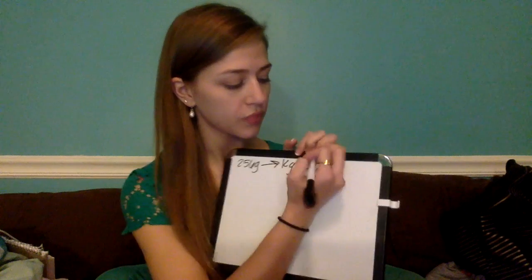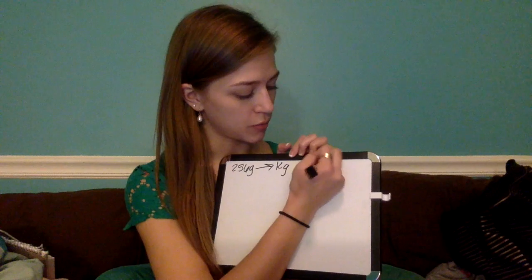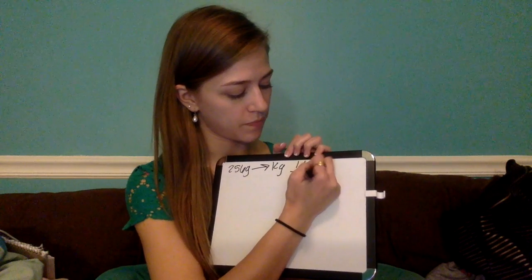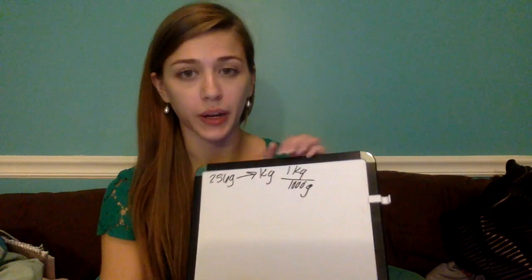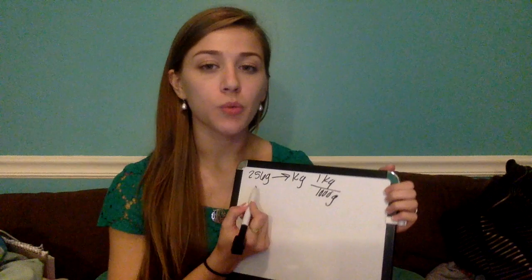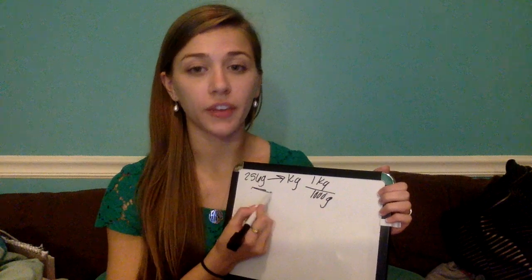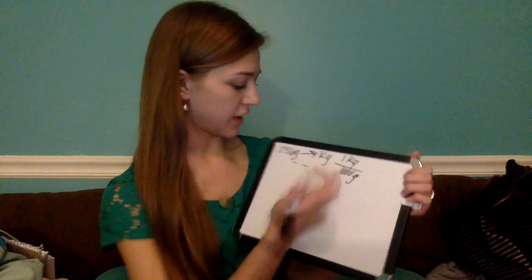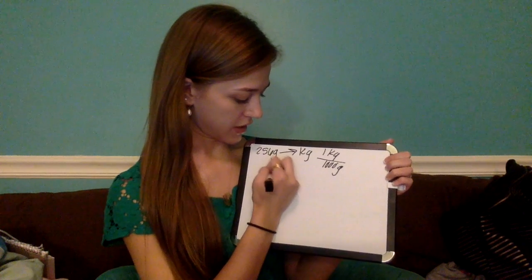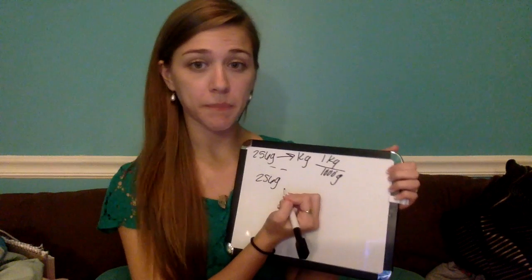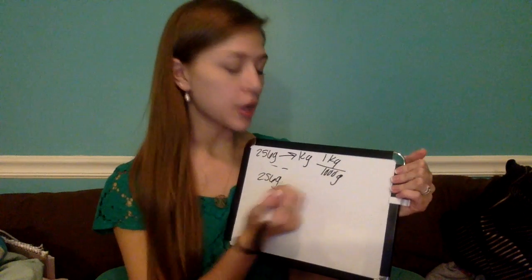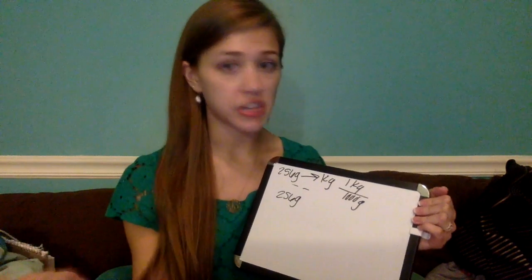So, since we know there's 1 kilogram for every 1,000 grams, we can write that to the side so that we remember it. And then you always want to start with what you're given. So we're given 256 grams. We want to get that to kilograms. So you just set it up as multiplication and division.